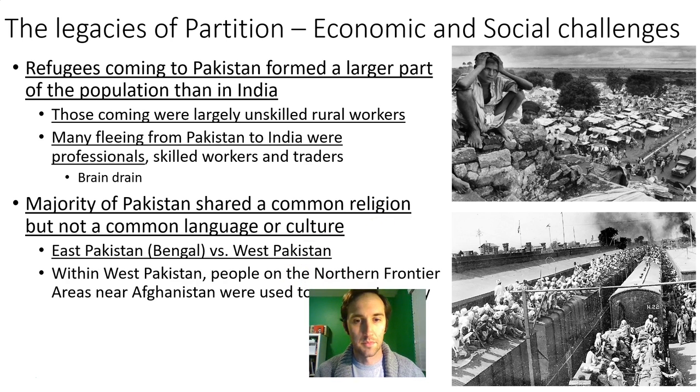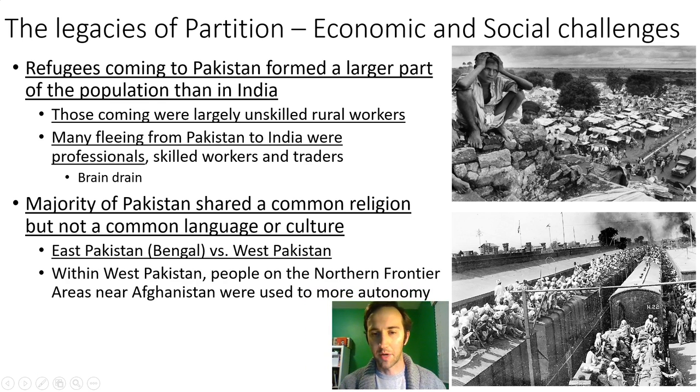Speaking of refugees, refugees coming to Pakistan formed a larger part of the population than in India. So more people were going into Pakistan than were going into India. And those coming were largely unskilled rural workers, kind of these lower class farmers. And a lot of their best people were fleeing from Pakistan.